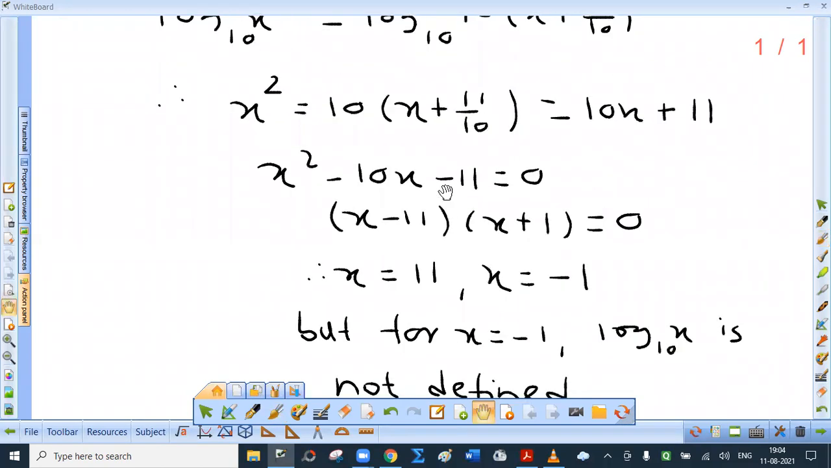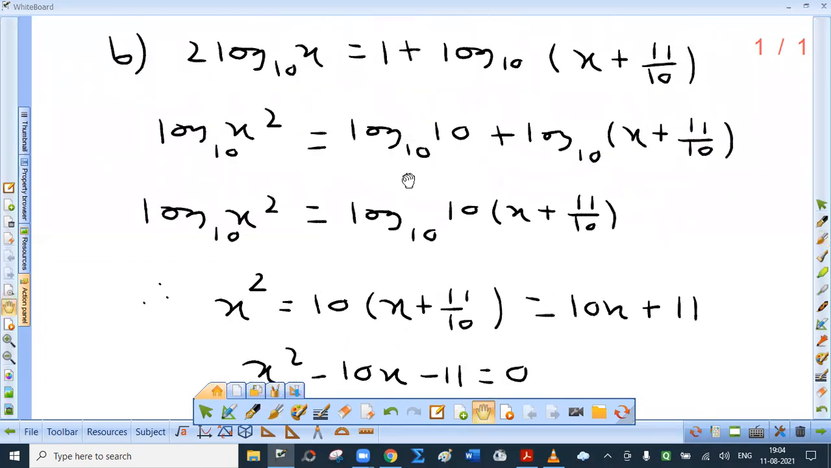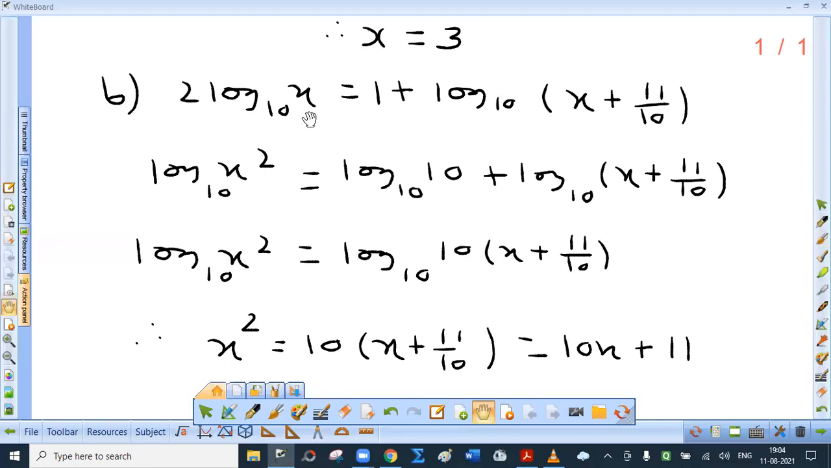Let me explain. Just a minute. 2 log x to the base 10 is given to be 1 plus log of (x plus 11 by 10) to the base 10. Now this is very important. See, we do not want log. For that, every term should be in terms of log. Can I write 1 in terms of log?